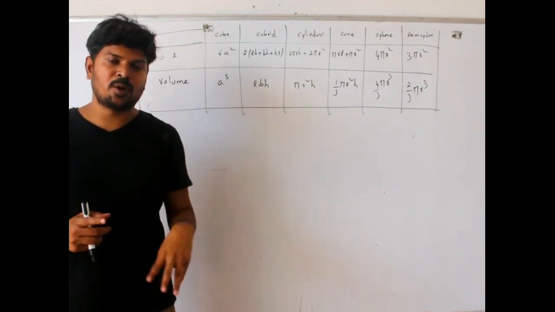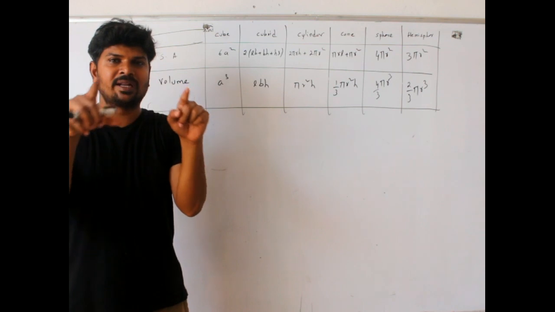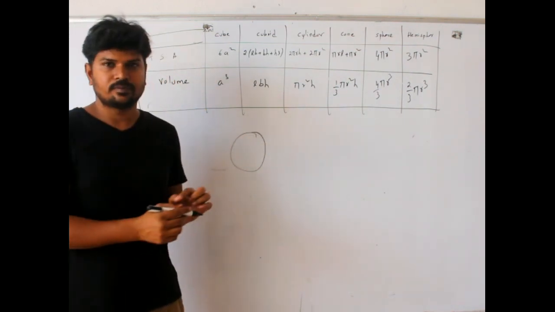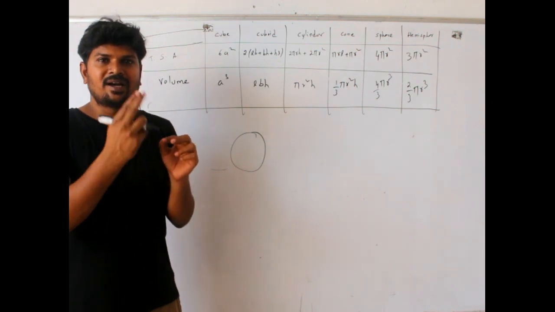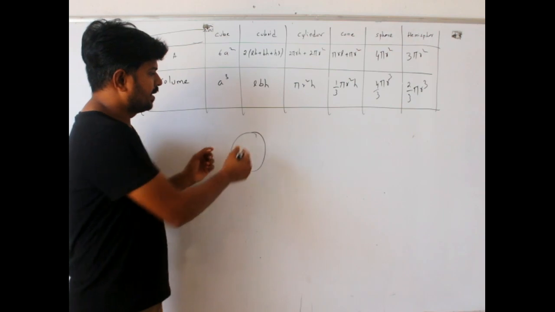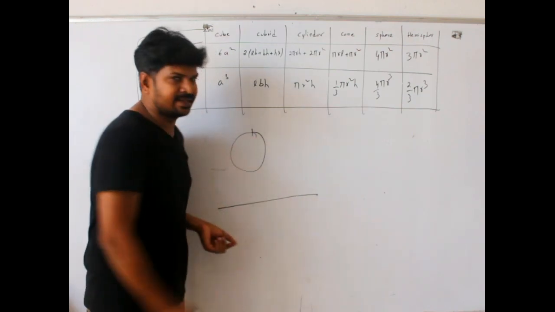And there may be one more problem like this: a circular wire, like this, is cut and made into a square. So if this circular wire is cut and divided, it becomes a line like this.